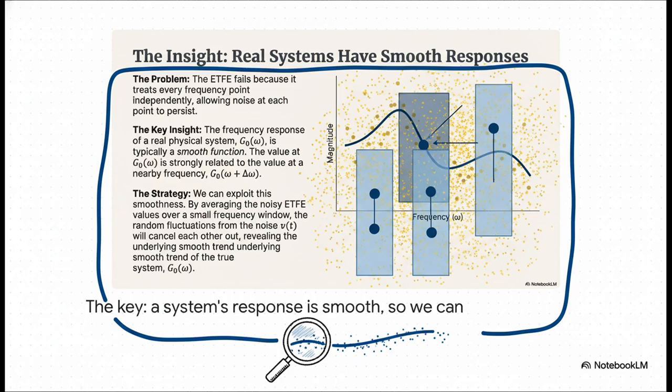You see, the ETFE failed because it was looking at every single frequency point all by itself. But real physical systems just don't work that way. Their frequency response is typically a smooth function. The value at one frequency is very closely related to the values at the frequencies right next to it. And we can use this to our advantage. By averaging the noisy values in a small window of frequencies, the random ups and downs from the noise will actually start to cancel each other out, revealing the beautiful, smooth trend of the true system underneath.